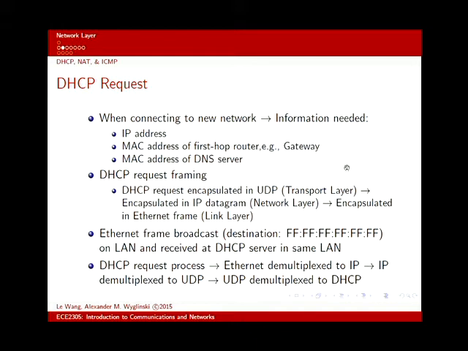Now, once we have the transport layer, it goes down a layer to the top of the network access layer, and we encapsulate it as an IP datagram. So UDP is now data that we wrap to become an IP datagram. Then, from that, we encapsulate it into an Ethernet frame. And what's the Ethernet frame? That's the link layer.